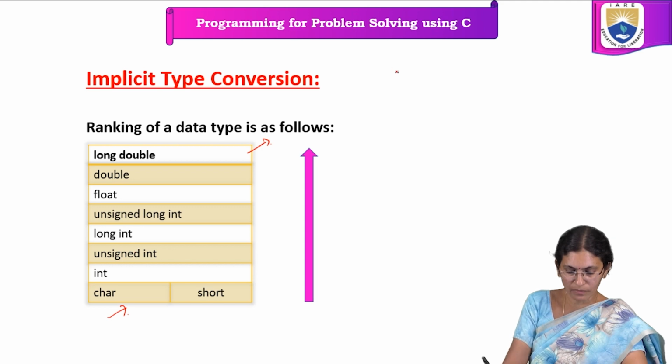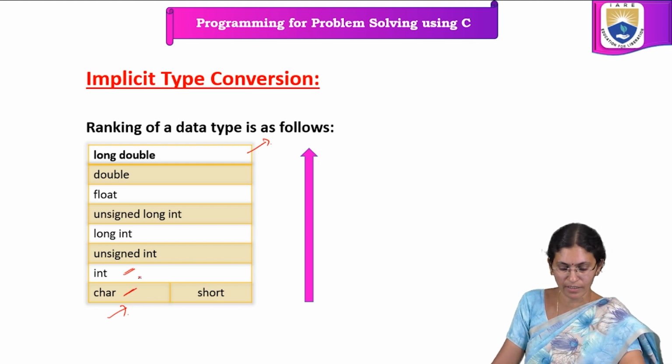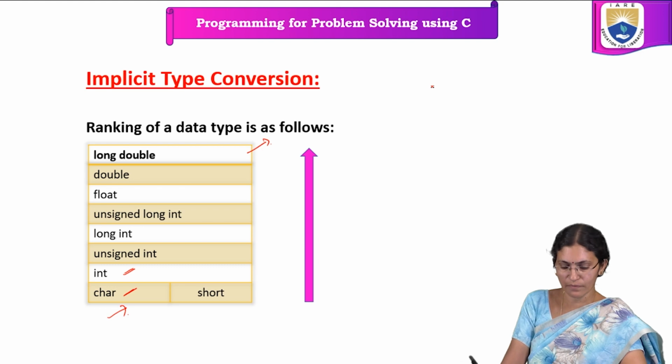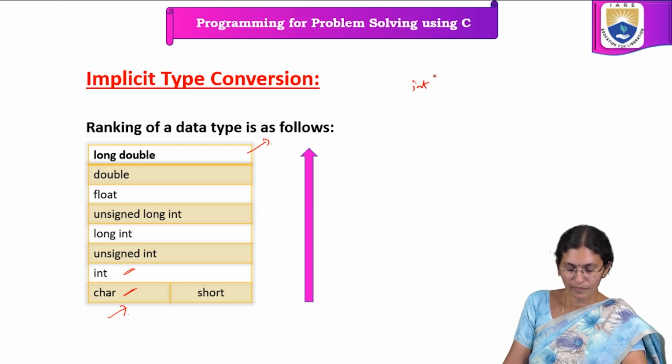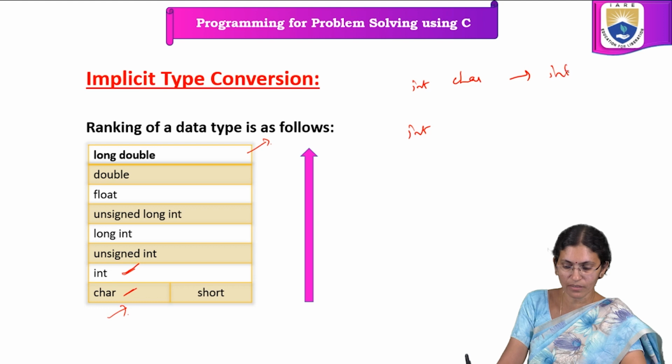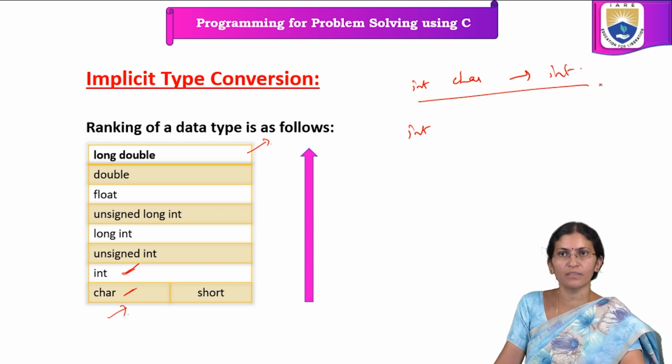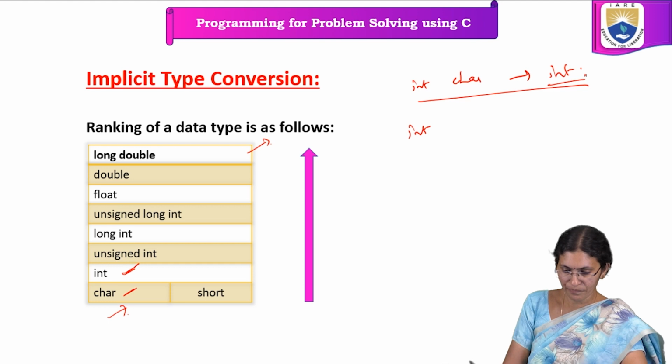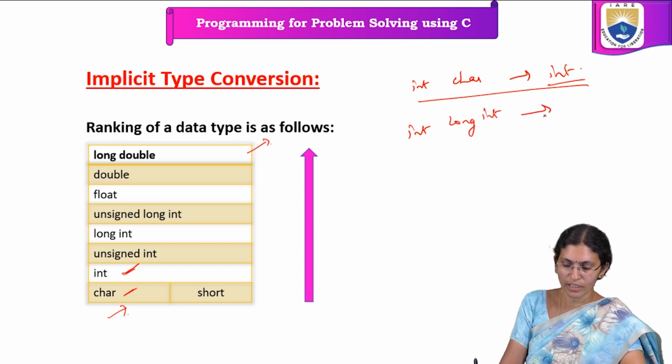When we have two variables, one of character type and the other of integer type, the outcome will be integer type only. If you perform any arithmetic operation between int and char, the output will be integer type. And if you perform any arithmetic operation between int and long int variables, the output will be long int.